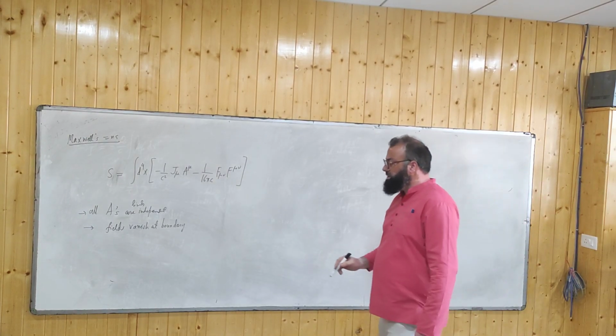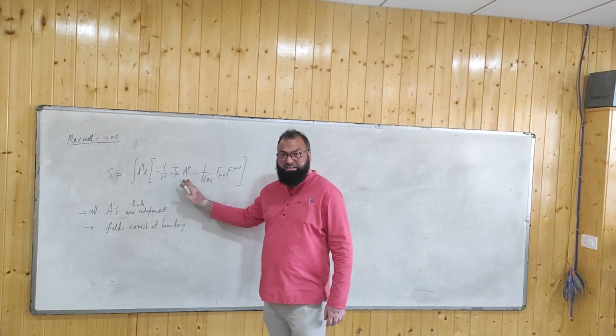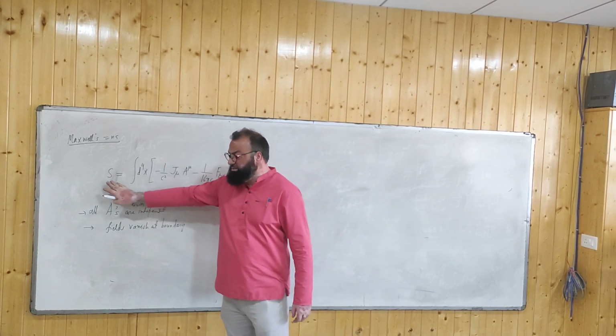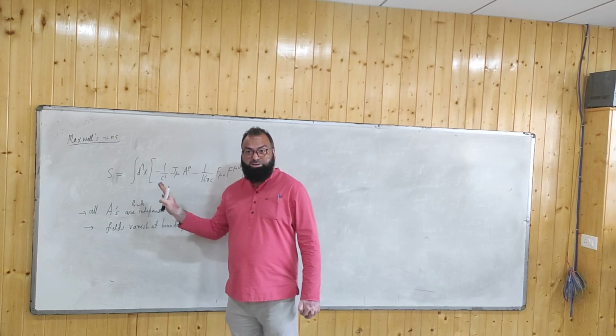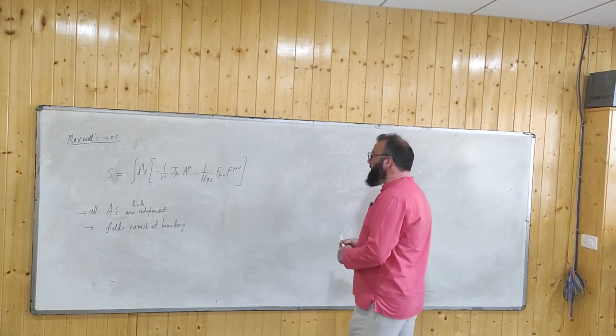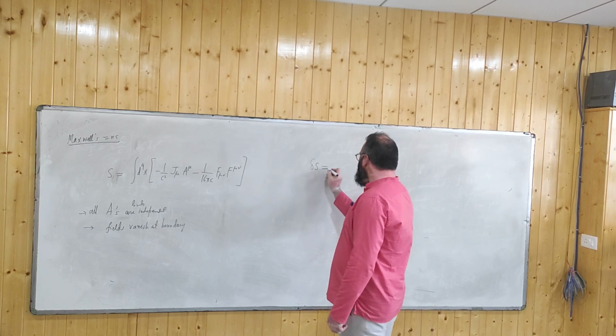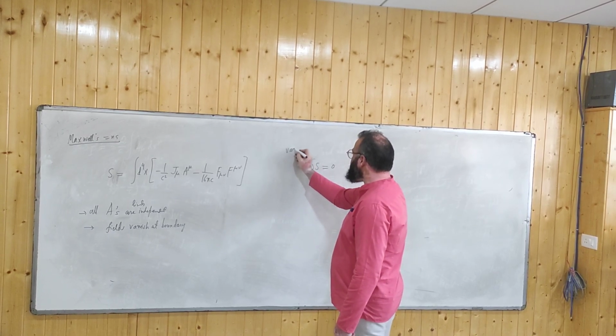So our field is A, the electromagnetic field. That means I need to vary this action with respect to A. How do we do it? Let's put the variation in the action. This is the variational principle.